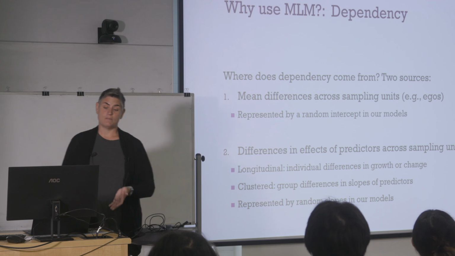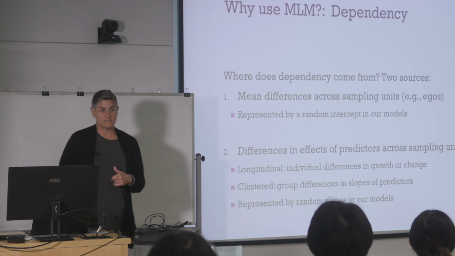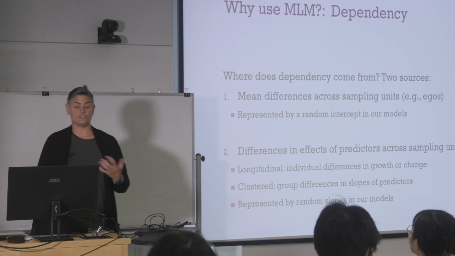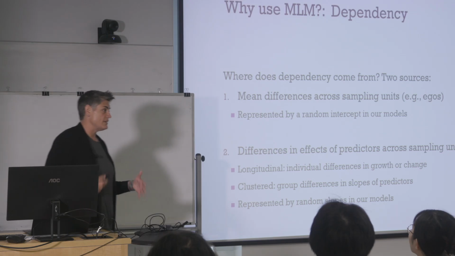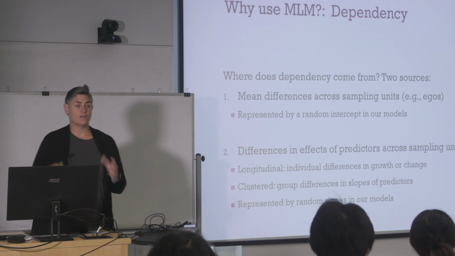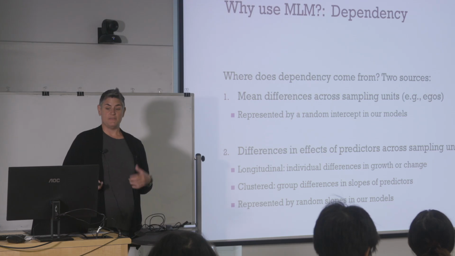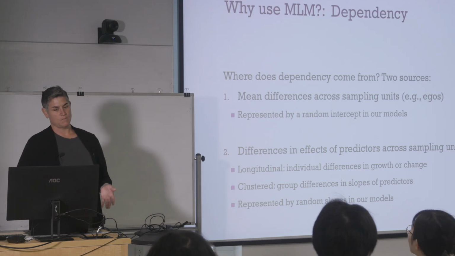The second source of dependency is about differences in the effects of predictors across sampling units, right? So in a longitudinal model, this is individual differences in the rate at which people grow and change, for example. In a clustered model, it's group differences in the slopes of predictors. And this is represented by random coefficients or random slopes or random effects in our models.